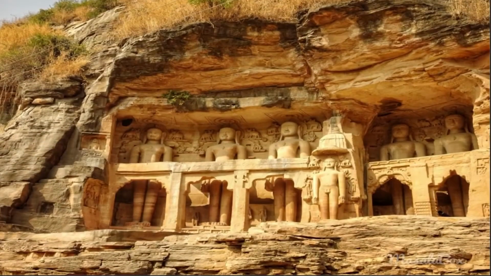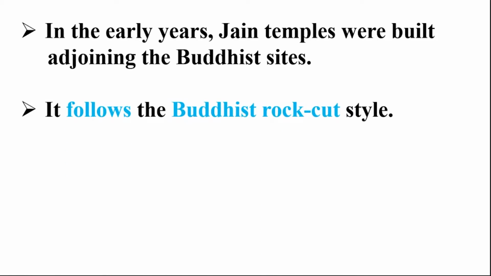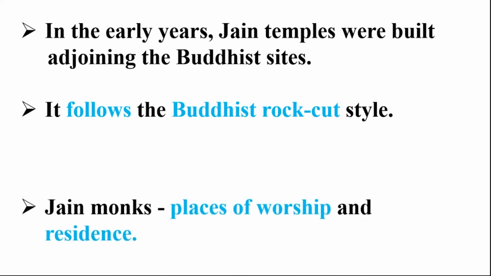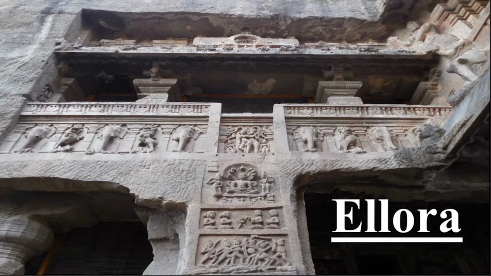The first one is rock cave temples. In the early years, the Jain temples were built adjoining the Buddhist sites and followed the Buddhist rock-cut style. The Jain monks used these caves as a place of worship and residence. Now we see some important rock cave temples with their features.